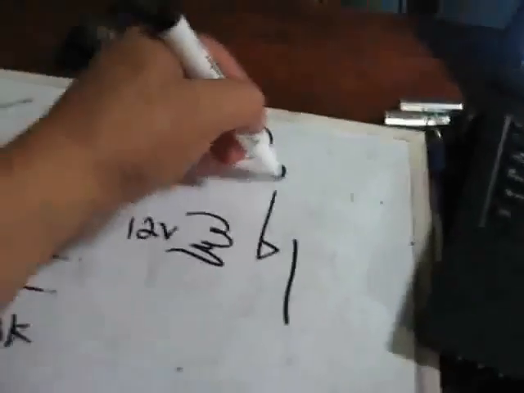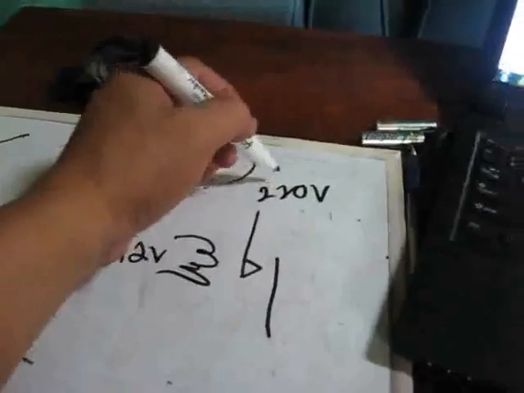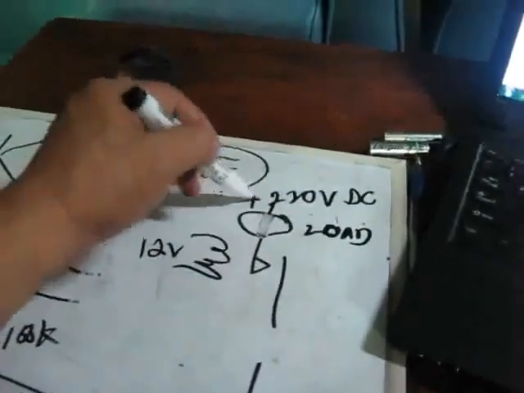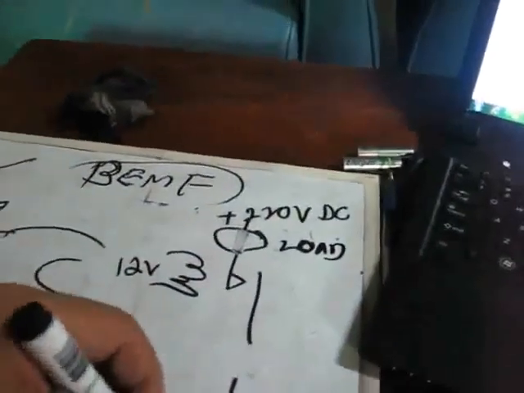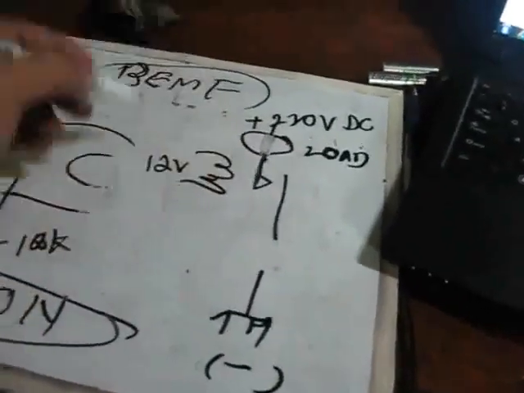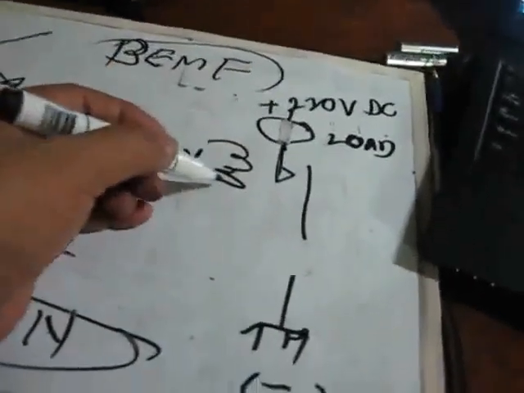and there is a contact here. You can put maybe 220 volts DC here, and then go here, put some load. There's a load, and this is the positive, and this is the negative side. But only this is a 12 volts.